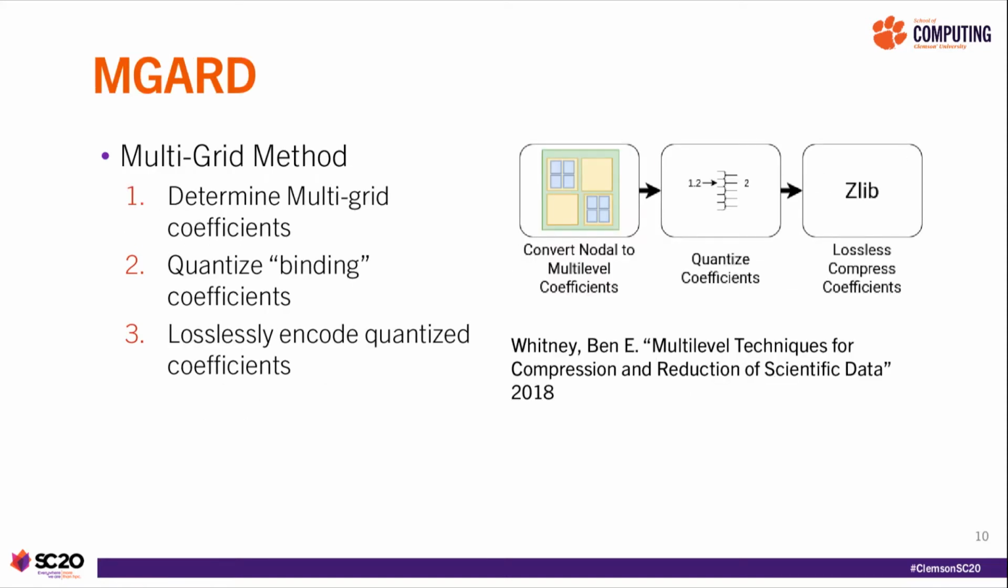MGARD is the third major error-bounded lossy compressor. It works by determining multi-grid coefficients. These multi-grid coefficients basically represent solving a coarser version of the problem at progressively smaller subgrids. After these multi-grid coefficients are determined, the values are quantized and then losslessly encoded.